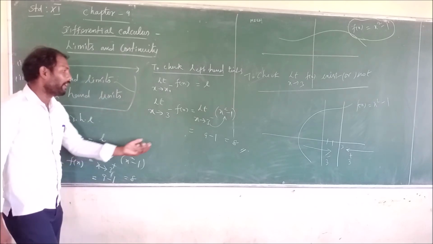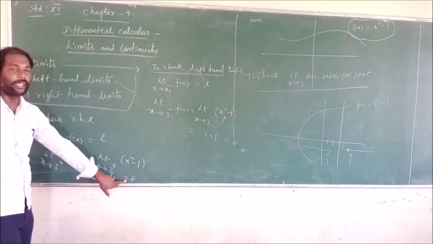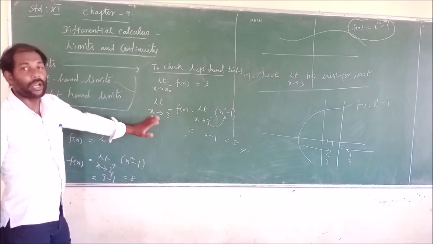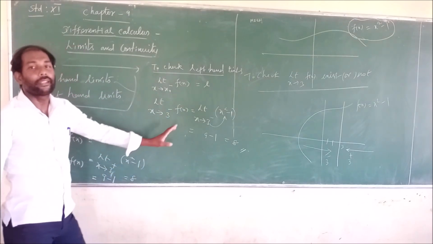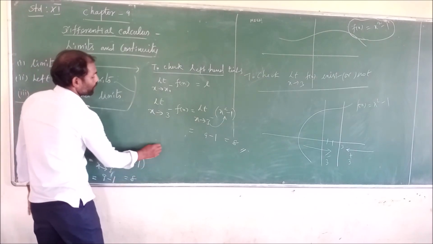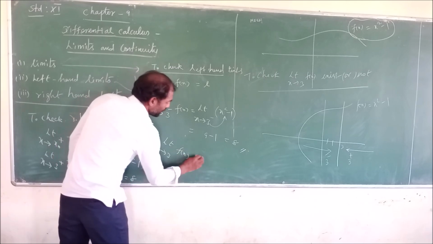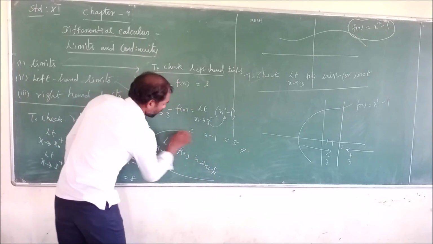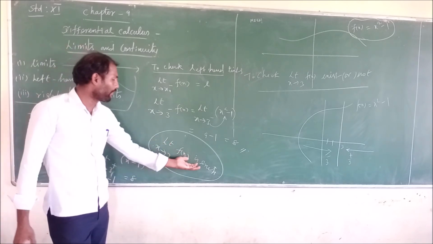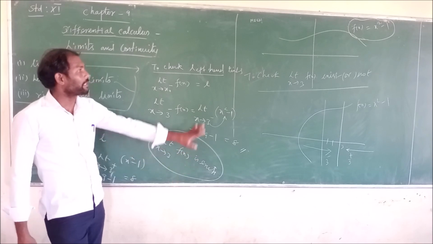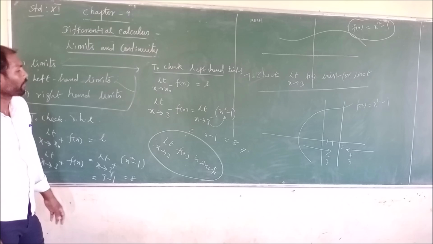Therefore, the left-hand limit value is 8 and the right-hand limit value is 8. Both exist and are equal. It is clear that both exist and are equal. Therefore, the limit as x goes to 3 of f of x exists. This is the final result of the limit check, using the limit formula for this example.